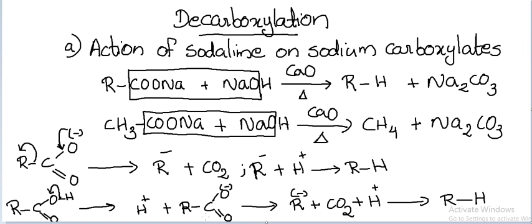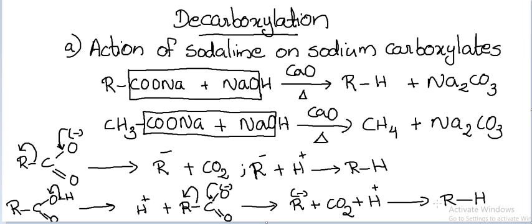This carboxylate anion easily eliminates carbon dioxide, R minus is eliminated, R minus and CO2. This R minus reacts with the H plus to form our alkane RH. That is the mechanism of decarboxylation reaction.